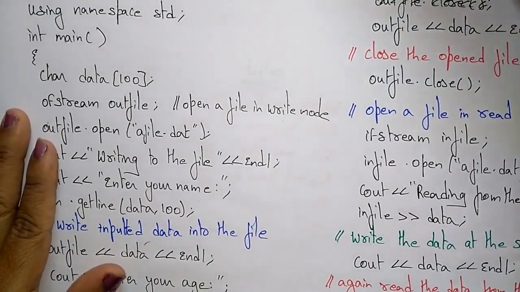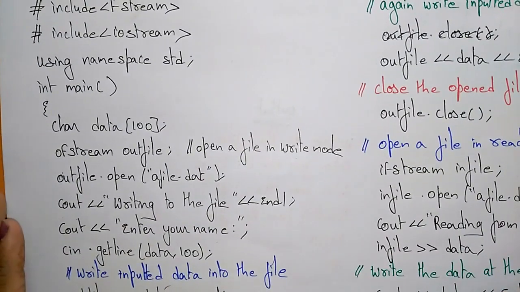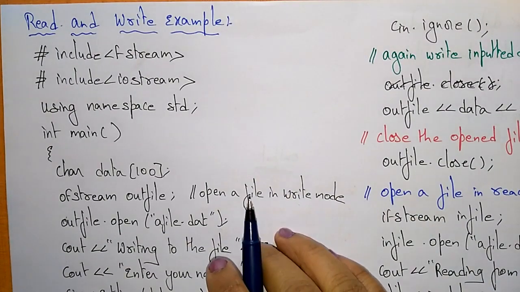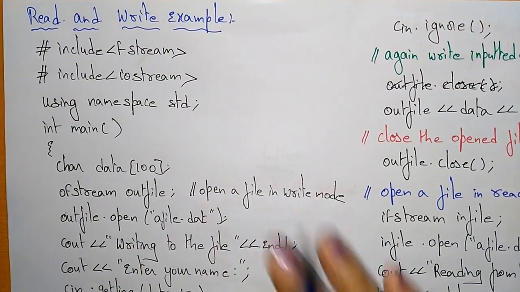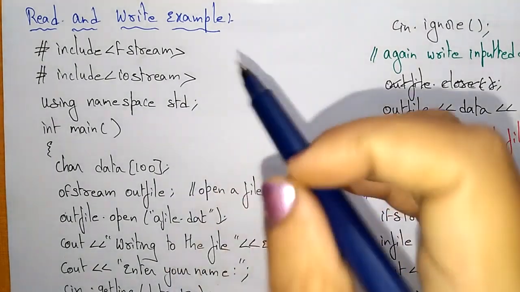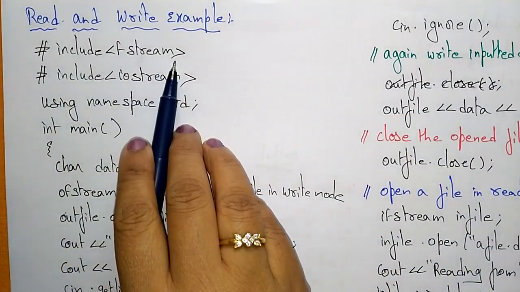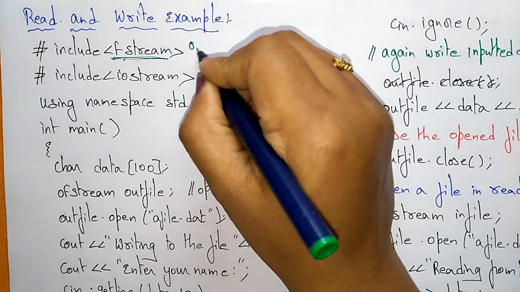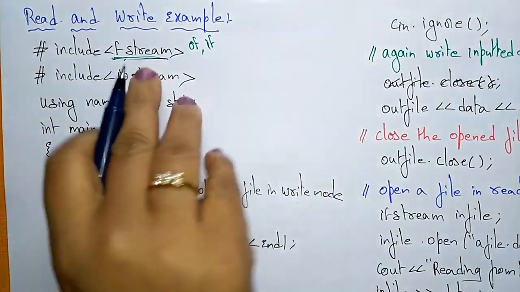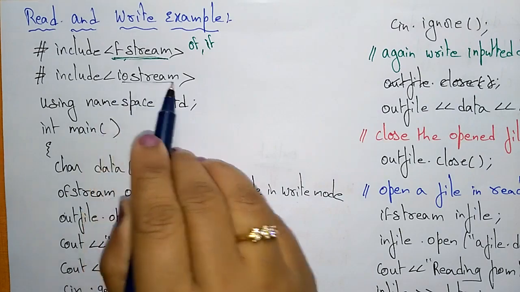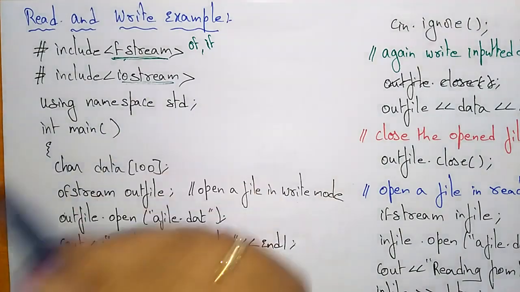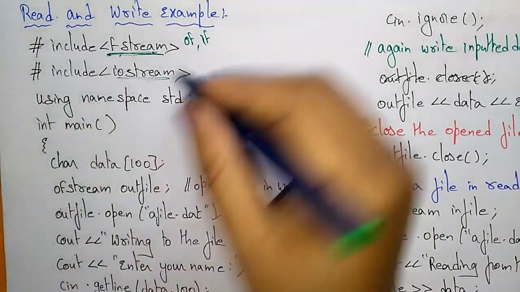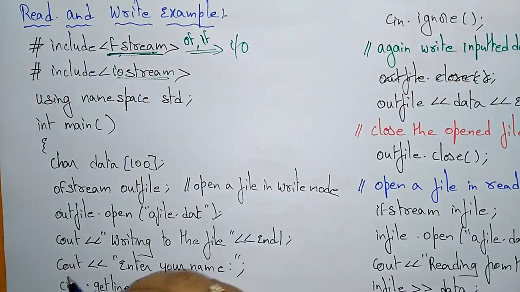Let us see another example for reading and writing with IO streams. So already I have written the program. I'll just explain step by step here. #include <fstream>. So this is fstream for all the input; ofstream and ifstream are included in this fstream. And again I have written iostream also. This is a standard library, and this library will be used for the IO system.